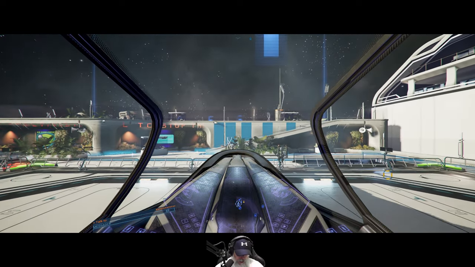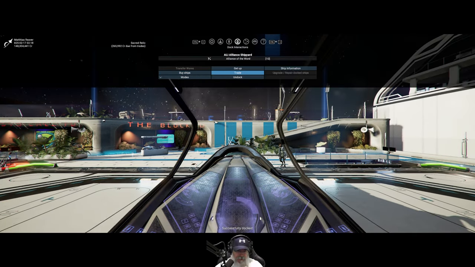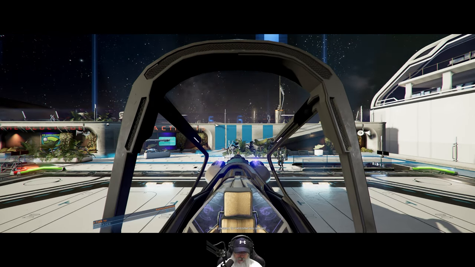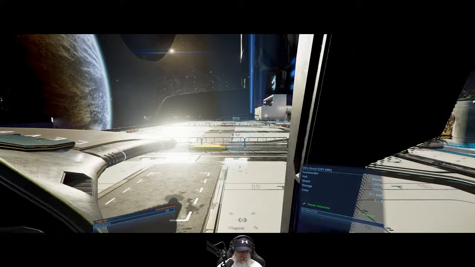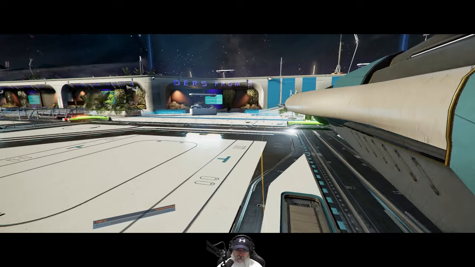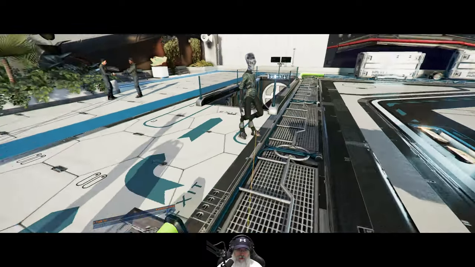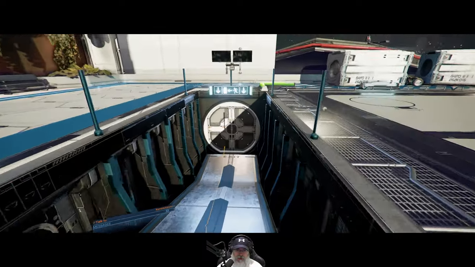I also have the Nemesis on its way up to Boron Space, Pegasus Vanguard. So I will rendezvous with it after I get the promotion here, and then we'll start that quest line.